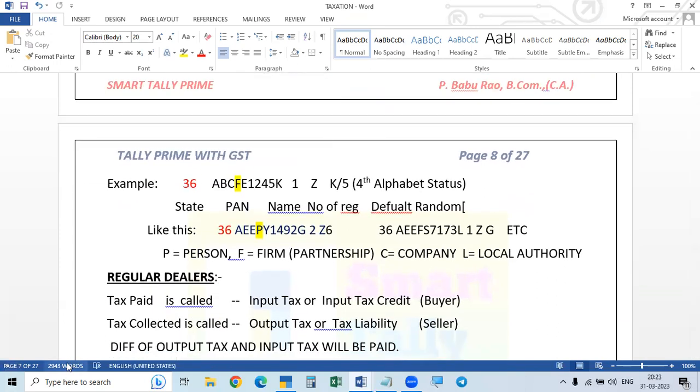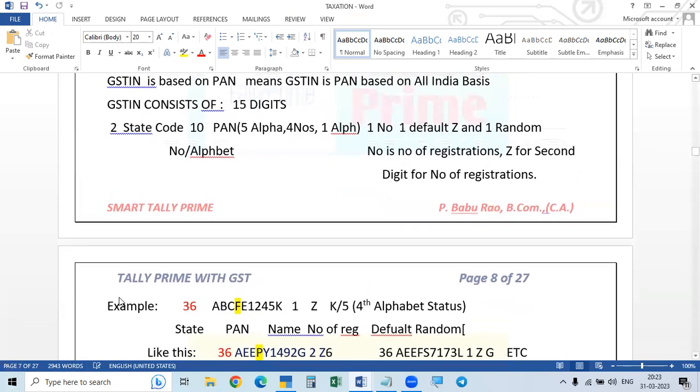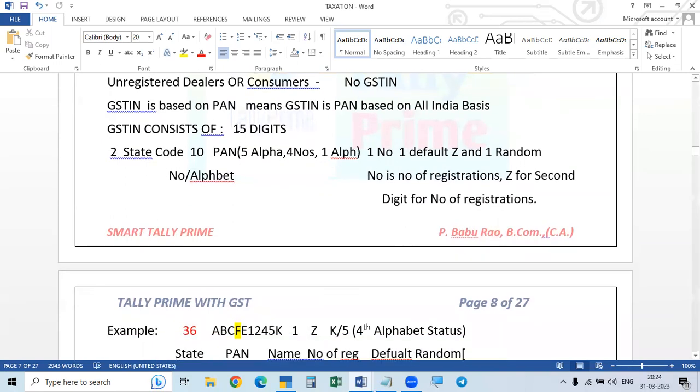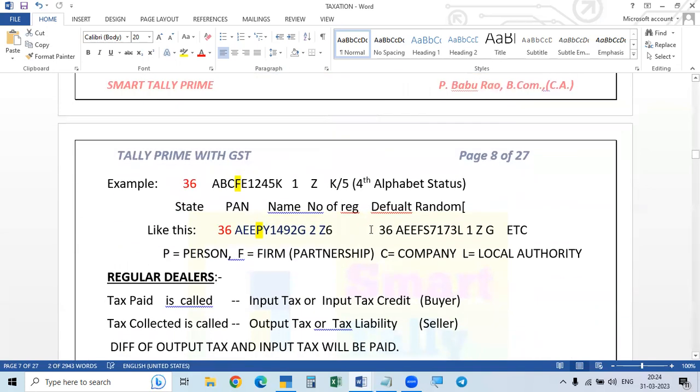And one more thing I forgot. After getting the registration, they will give you the registration number, the GSTIN, the GST identification number. It is based on the PAN card, on a whole India basis. Wherever you register, you will get a PAN card based registration number, that is, your PAN card number will be included in the registration number. It has 15 digits.